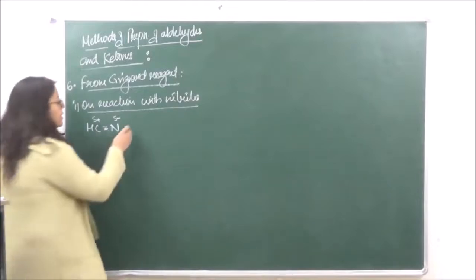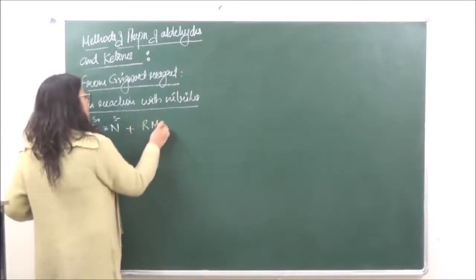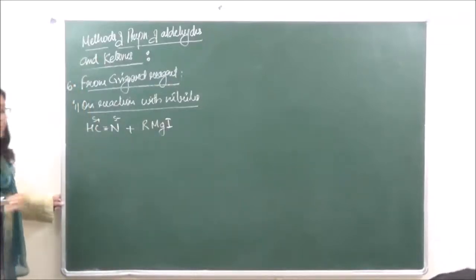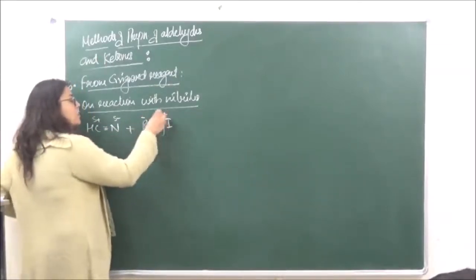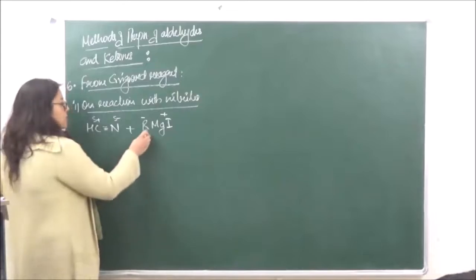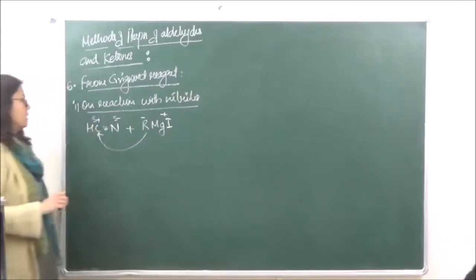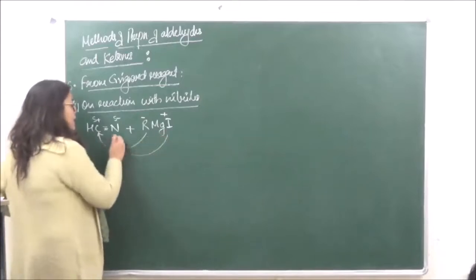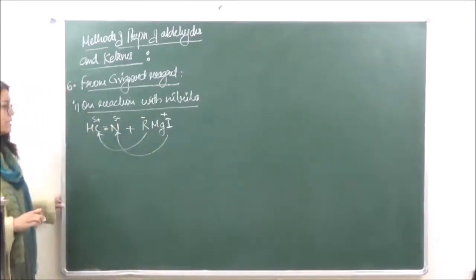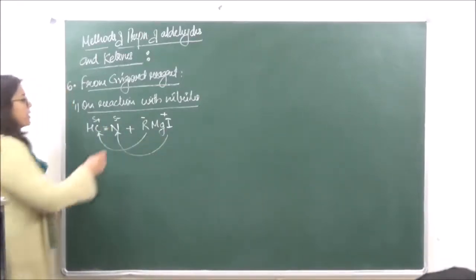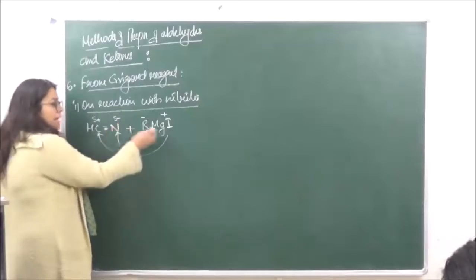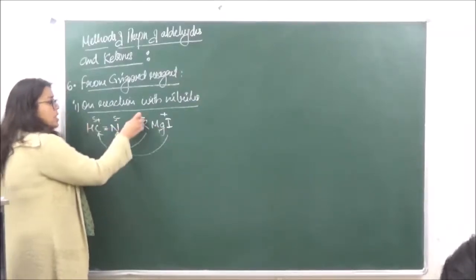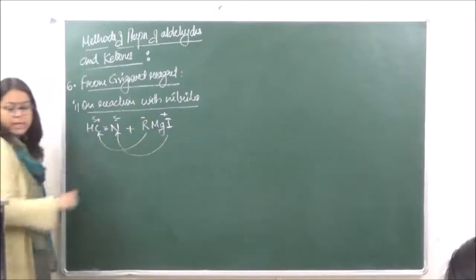So if you are taking over here a Grignard reagent RMgI, we know that over here the alkyl is the negative part and MgI is going to be the positive part, such that the alkyl group will attack at the carbon and MgI is going to attack at the nitrogen. Because over here nitrogen is negatively charged, MgI is positively charged. So it will attack over here. This is positively charged and this is negatively charged. So it is going to attack over here.